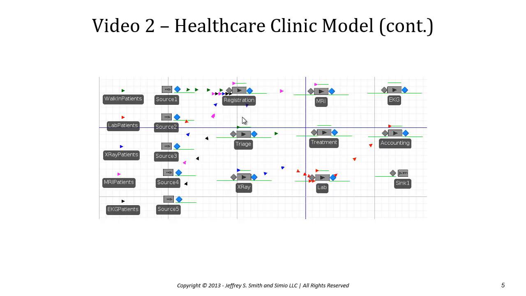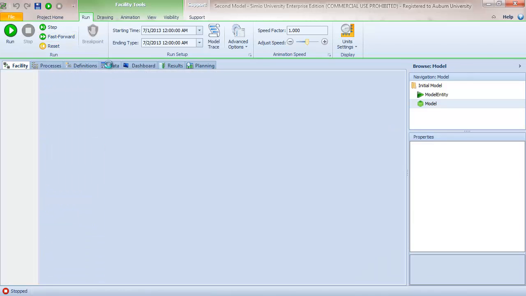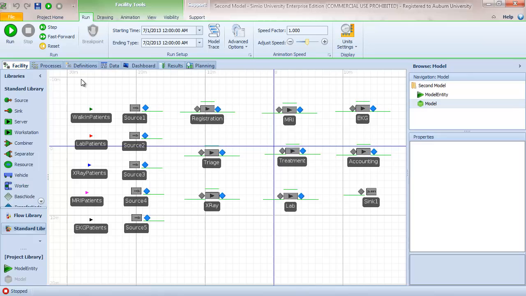Recall from video 1 we were working on a healthcare clinic model, and we had finished placing the servers that represent each station. We decided we were going to use sequences to represent the entity flow through the model, and we implemented that in the model. We also used entities moving through free space, and that's why we don't see any links between the individual servers. So we want to pick up here with the second part of the model.